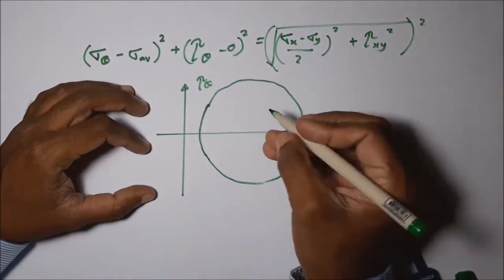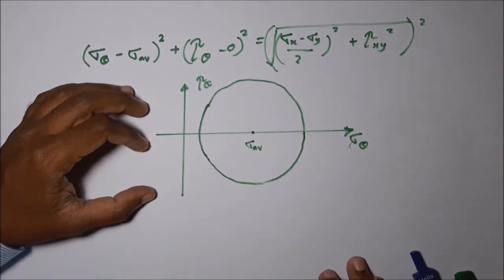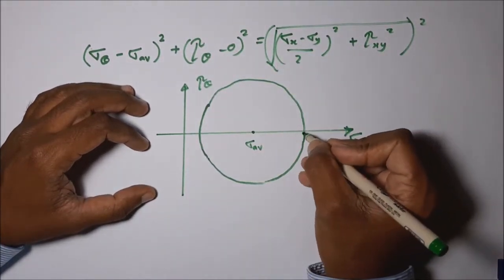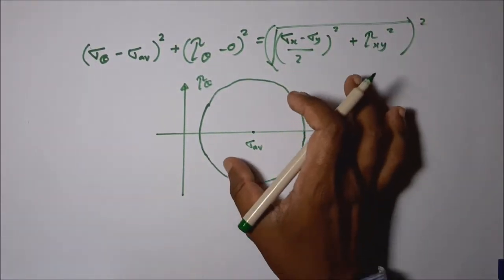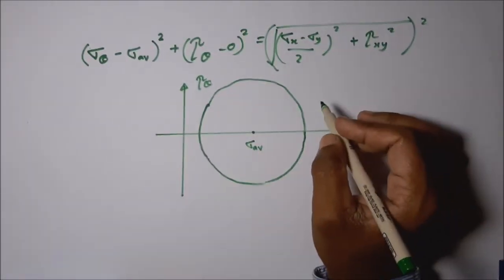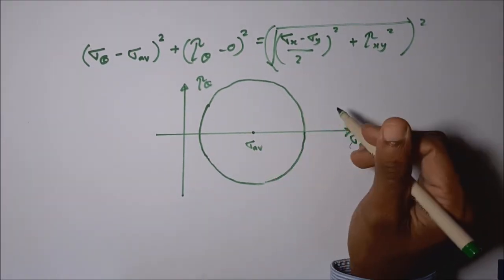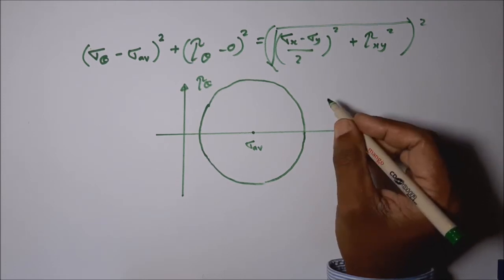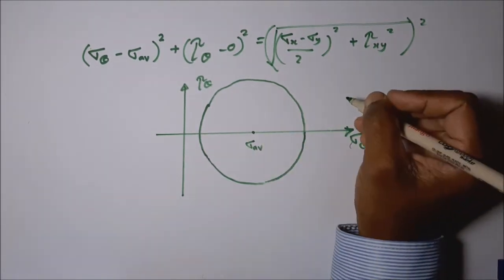This is the sigma average. Then this axis is the tau theta axis. This is the plot we got for this equation. That means this is how the plane stresses vary in different orientations. When varying theta, this is how sigma theta and tau theta vary.